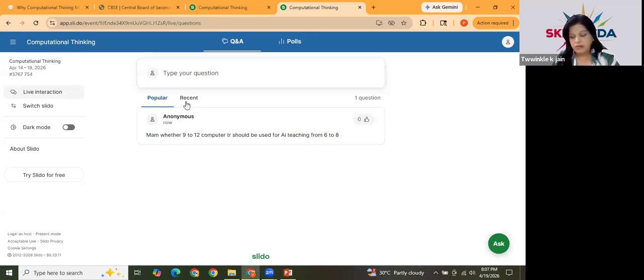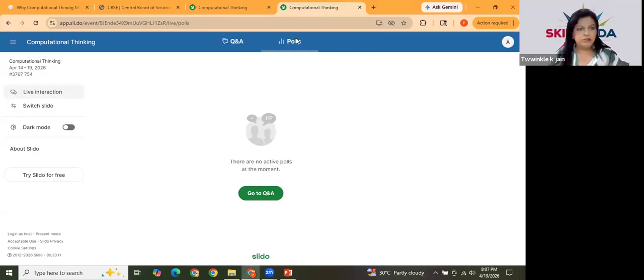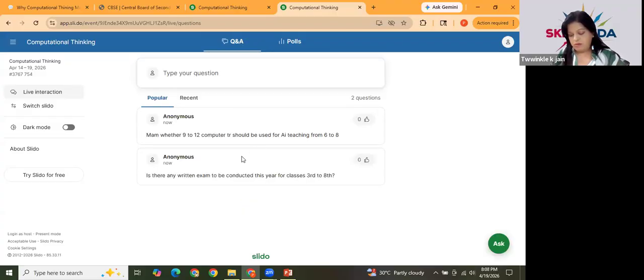Whether 9 to 12 will be handled by the computer teacher? That is exclusively by computer teachers, ma'am, because it is an AI subject. For 9 to 12, you don't need maths teachers. Ma'am, my question is, already for 9 to 12 some teachers are teaching AI. Whether that teacher will be given 6 to 8 AI also? Yes, it can be given. What will be the workload of those teachers? They will find it easier. Okay.